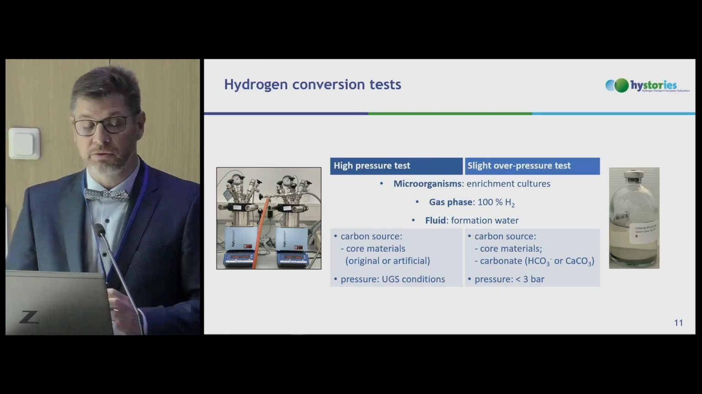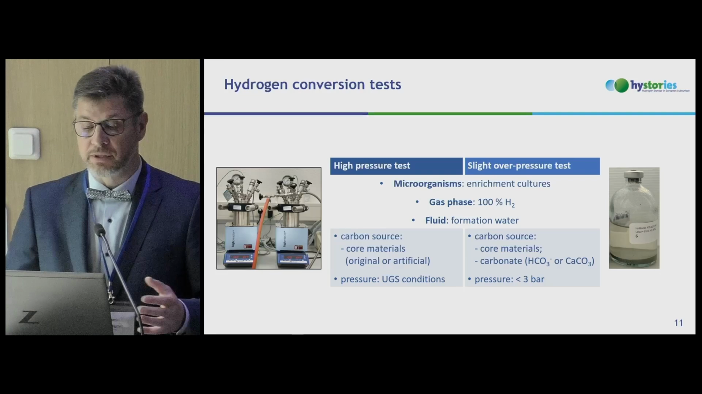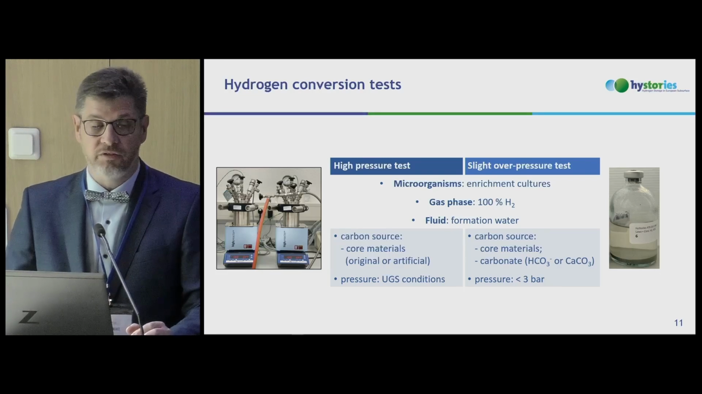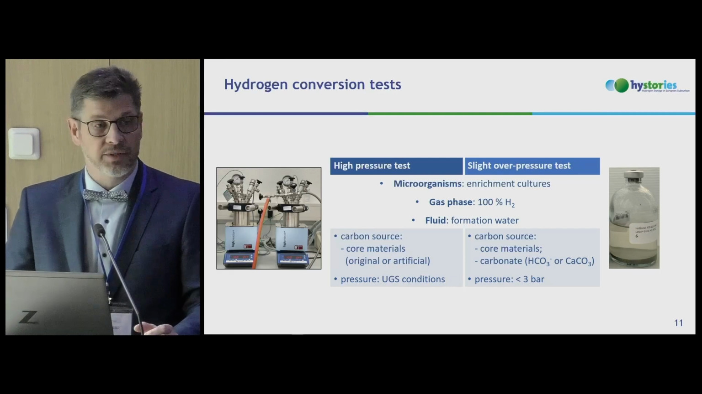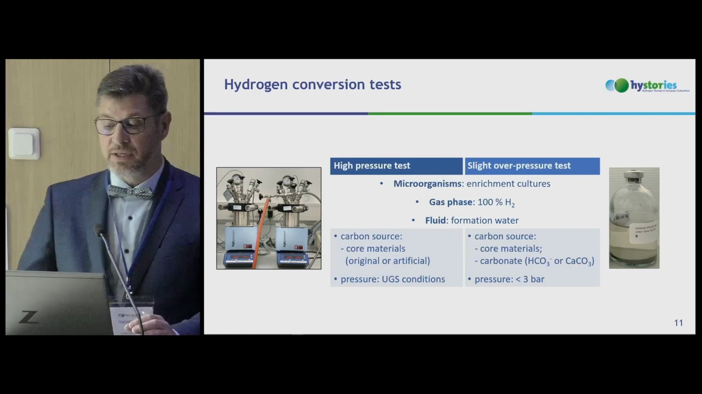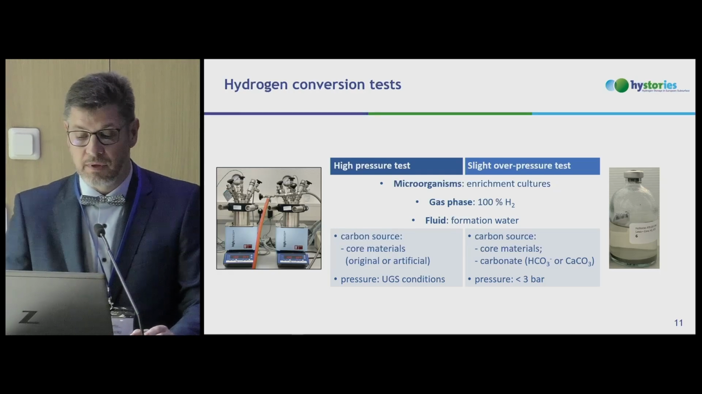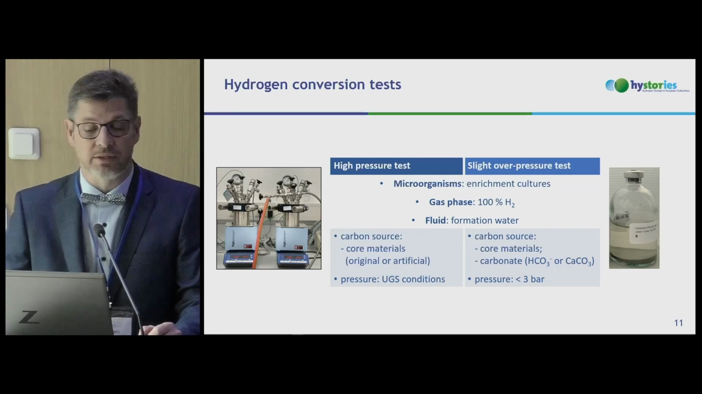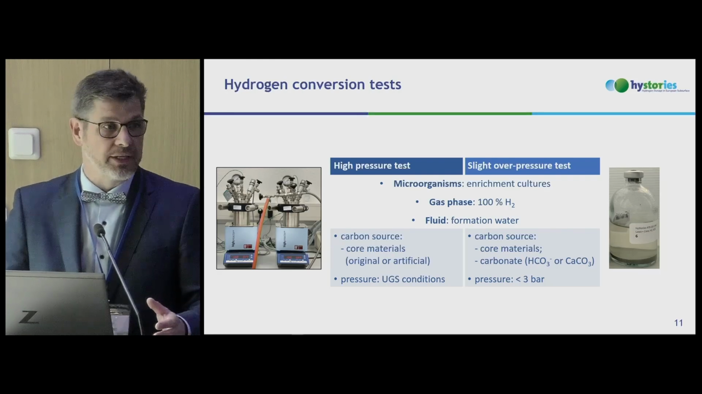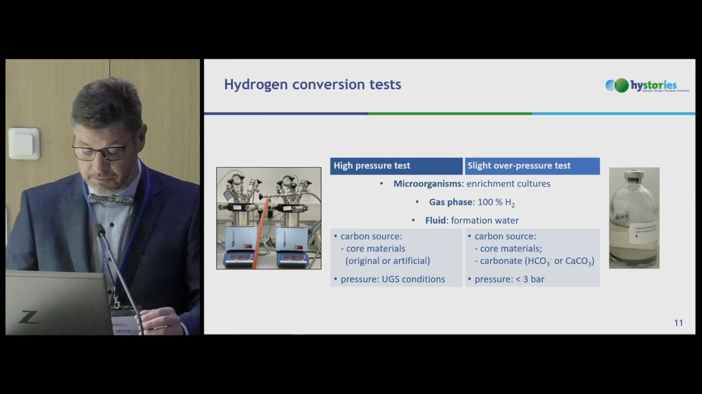The experiments were inoculated with enrichment cultures from the original storage samples to achieve measurable hydrogen conversion rates in the time available. At the end of this cultivation period, the gas phase and liquid phase were analyzed for changes in the chemical composition. And also the microorganisms were analyzed by molecular biology. Various hydrogen consumption tests were carried out to study the influence of different parameters such as the type of carbonate, salinity, sulfate content, or pH value.